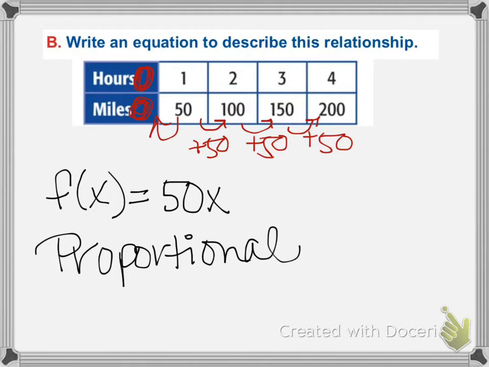Okay, the biggest thing to remember here is that if your zeroth term is 0, then it'll cross at the origin, and it's proportional. If it crosses anywhere other than the origin, it's non-proportional, even though it's still linear.